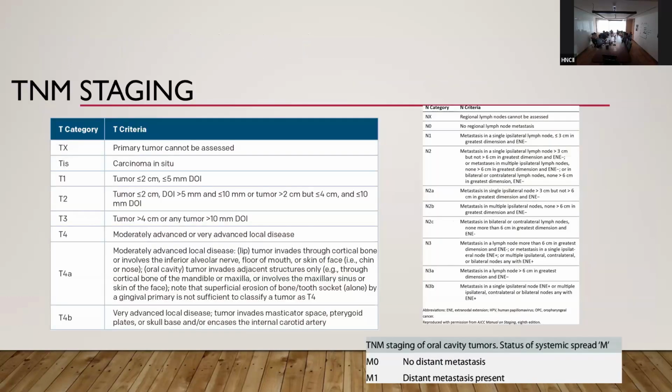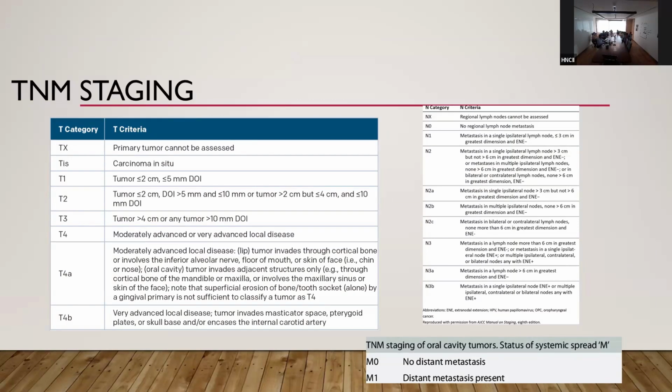Finally, you all have to do the TNM staging. It's very important. Give a clinical radiological staging. If imaging is available, then you take help of radiology, or at least you give a clinical staging of what is the stage of the disease before we proceed for further management.